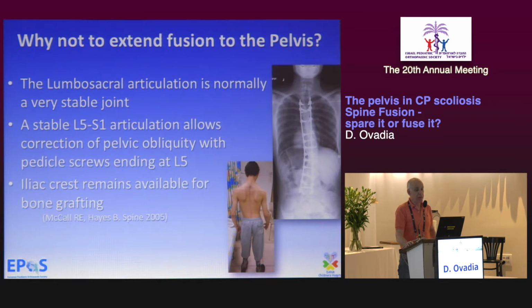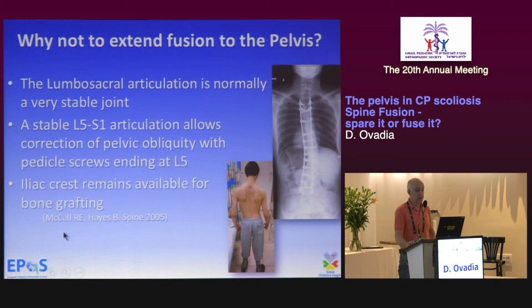The lumbosacral articulation is normally a very stable joint, and by this, if you spare the pelvis, a stable L5-S1 articulation allows the correction of pelvic obliquity and may improve the mobilization of the patient.